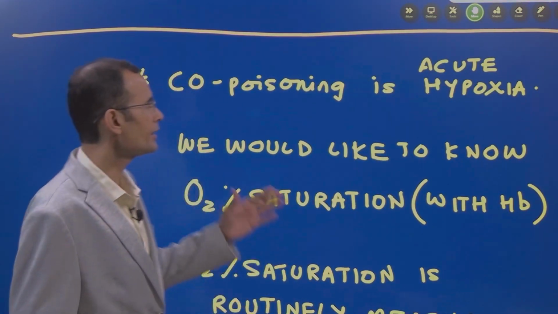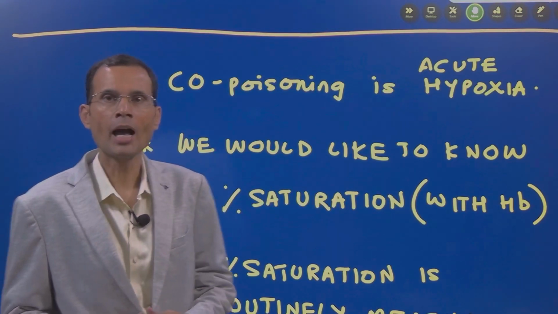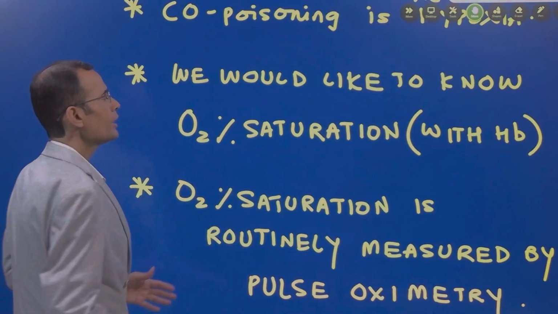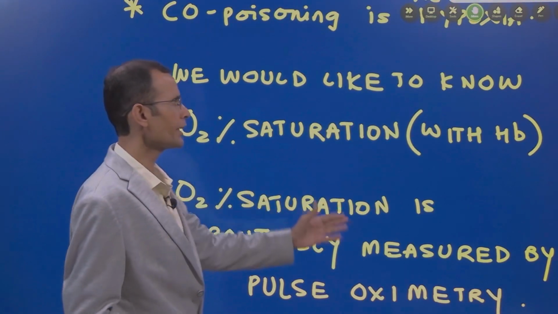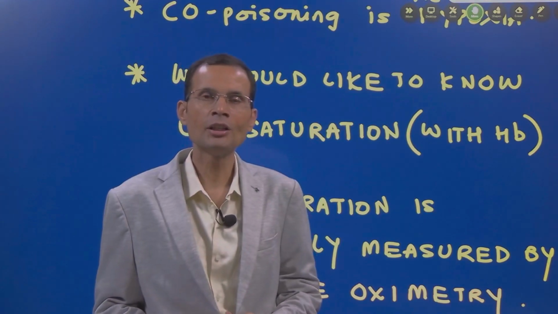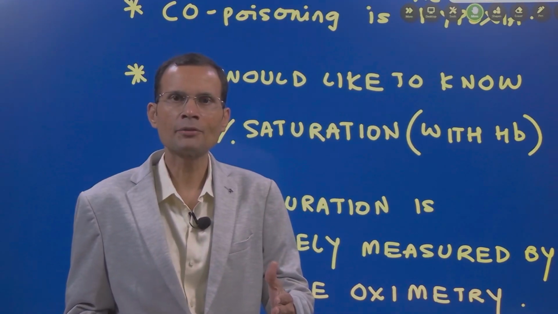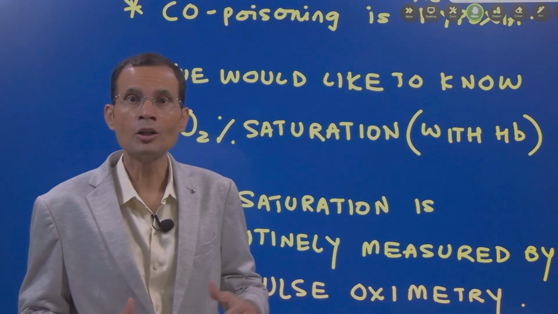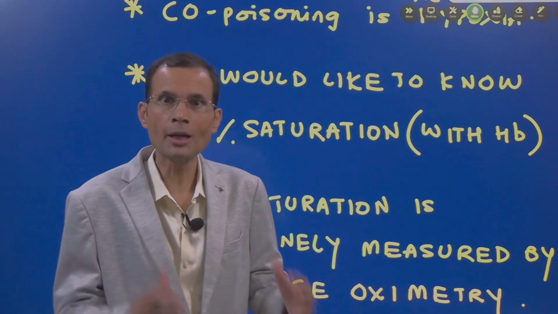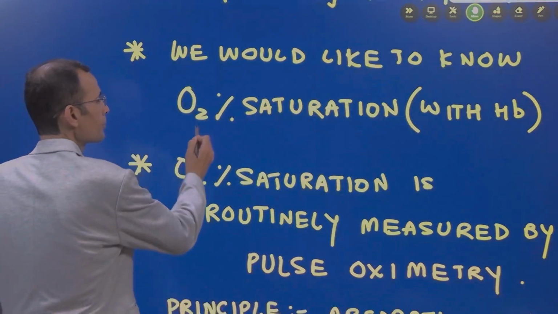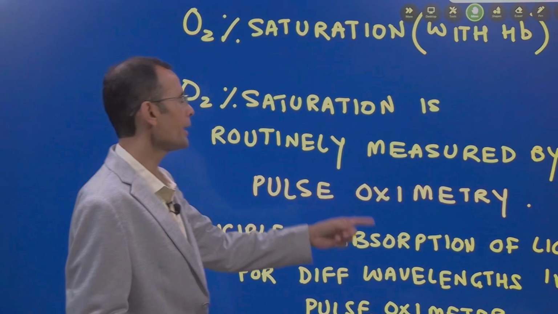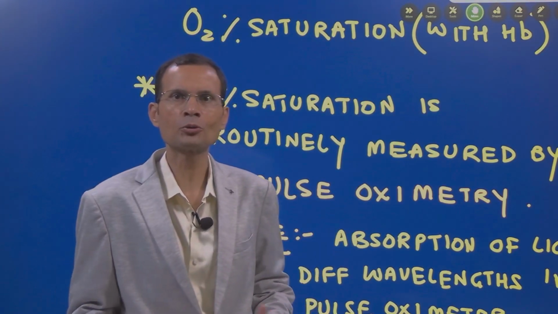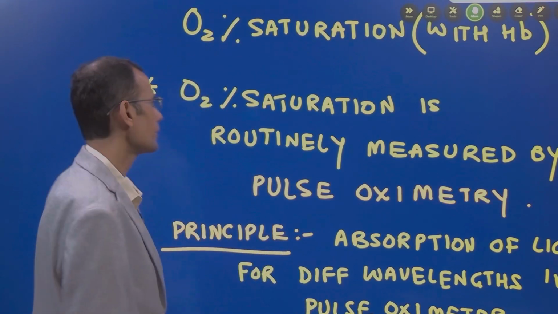Carbon monoxide poisoning causes acute hypoxia and it's an emergency. It's the anemic type of hypoxia. And we would like to know the O2 saturation with hemoglobin, percent saturation. Normally it's about 97, 98%, and if it goes below 93%, then we start taking urgent steps. But O2 saturation is routinely measured by pulse oximetry. Yes, it's routinely done upon arrival of the patient also. Among the first few things, pulse oximetry is done.